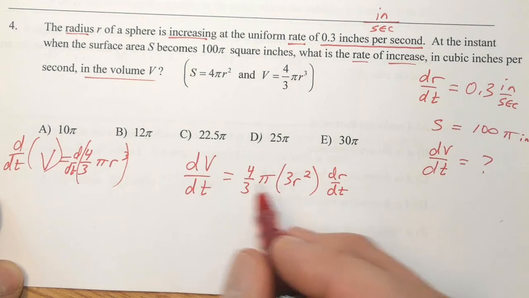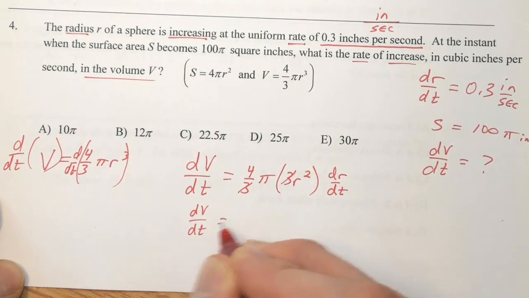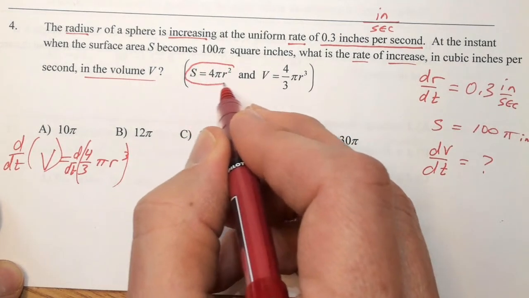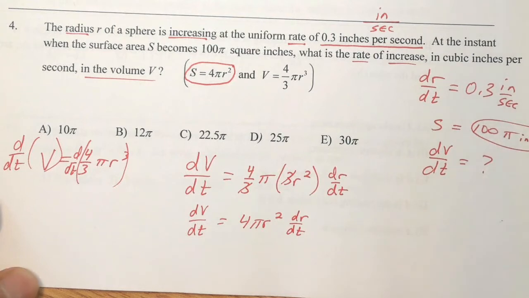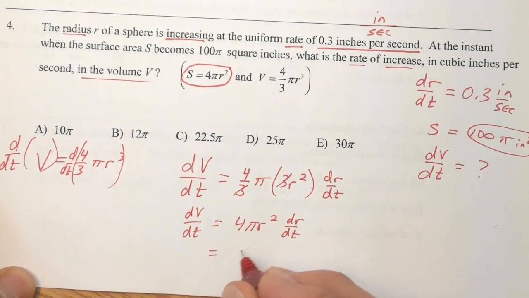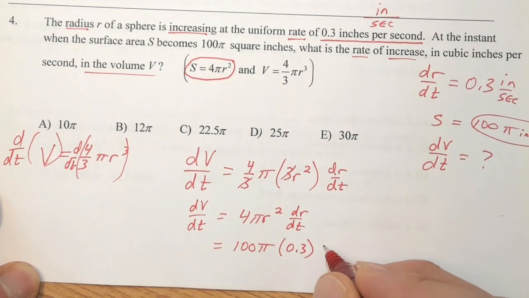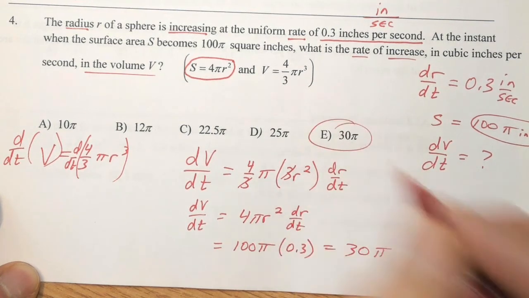Now we can see that our 3's are going to eliminate each other, so dV dt is actually 4 pi r squared dr dt. But 4 pi r squared has already been mentioned in the problem. It's our surface area. And our surface area is 100 pi square inches. So this 4 pi r squared is going to get replaced by 100 pi. And dr dt is going to be replaced by 3/10. We put the two of them together and we have 30 pi. So our answer is E.